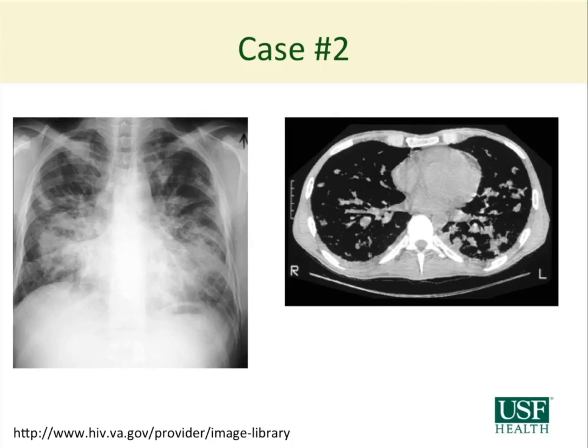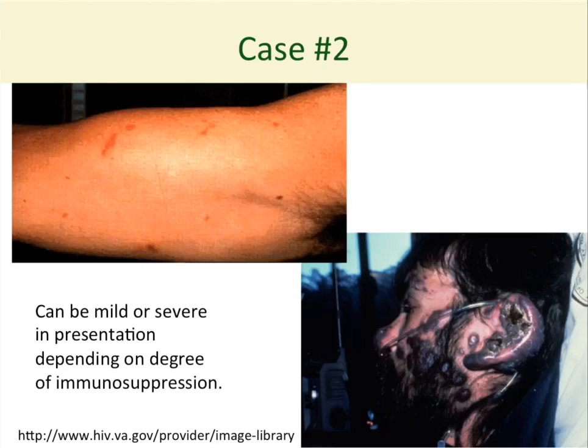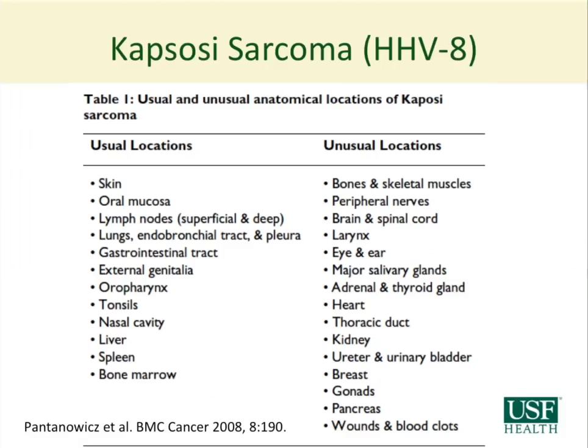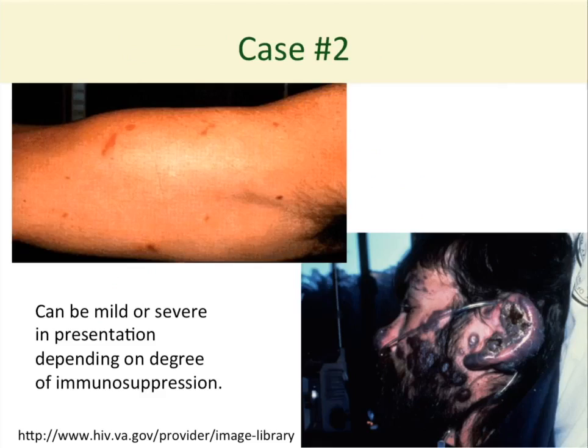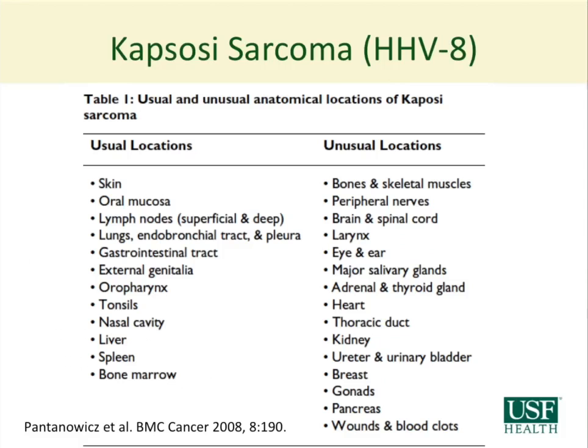And it can also show up in the lungs and the internal organs. It can be mild or severe depending on the degree of immunosuppression. So you can see it can be a little bit of red dots on the arms, or it can be really, really severe in terms of purple violaceous lesions. And it's Kaposi's sarcoma, which is mediated by human herpesvirus 8.